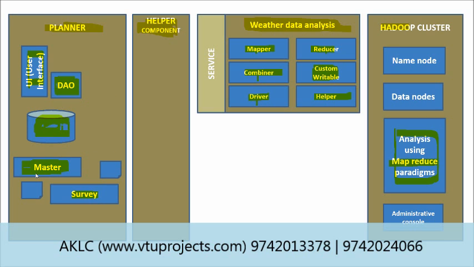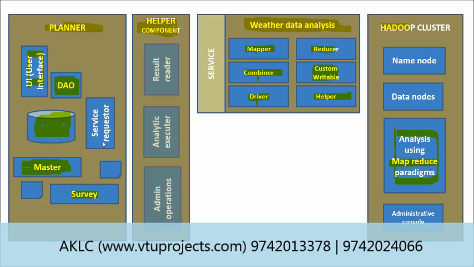Every 3 seconds the master planner will query the database to check whether any new jobs have been created by the user. If there is any new job created by the user, this master scheduler will pick it up and make a call to this service requester, which in turn makes a call to this analytic executor, which in turn communicates with this MapReduce application to run the job. After running the job, this result reader will read the result and provide it to the service requester, which once again, through the UI, will be provided to the end user.